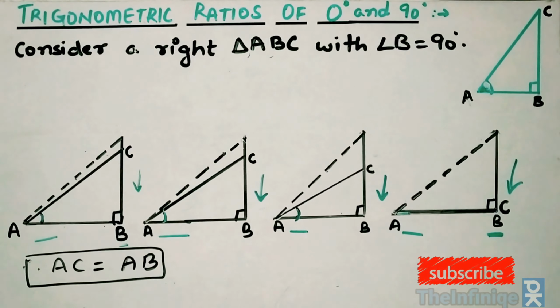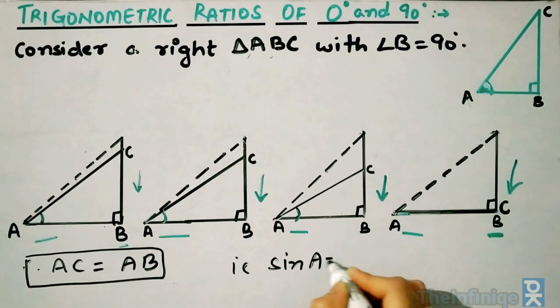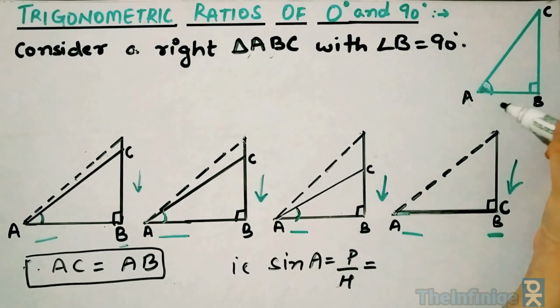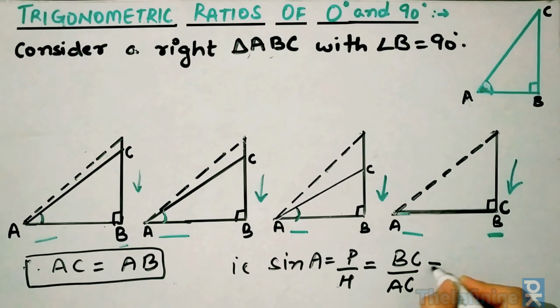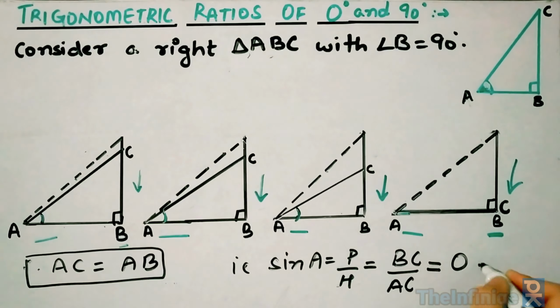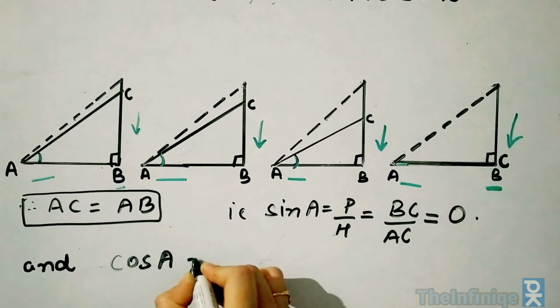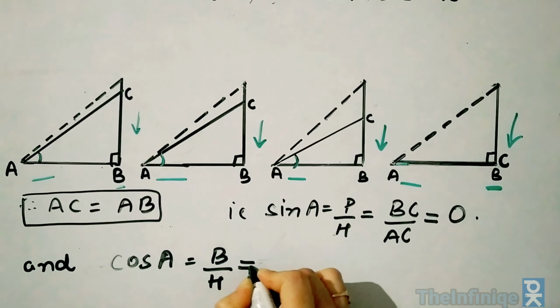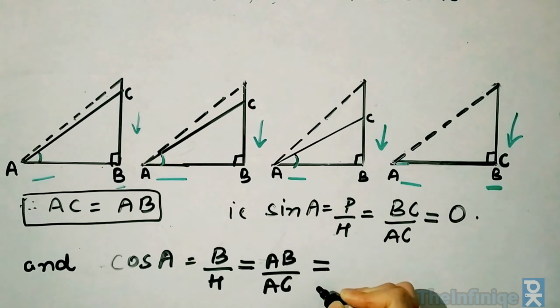So the value of sine A, which is equal to perpendicular upon hypotenuse from triangle ABC, where perpendicular is BC and hypotenuse is AC, is also very close to 0. Also, when angle A is very close to 0, AC is nearly the same as AB, and so the value of cos A, which is equal to base upon hypotenuse, where base is AB and hypotenuse is AC, is very close to 1.